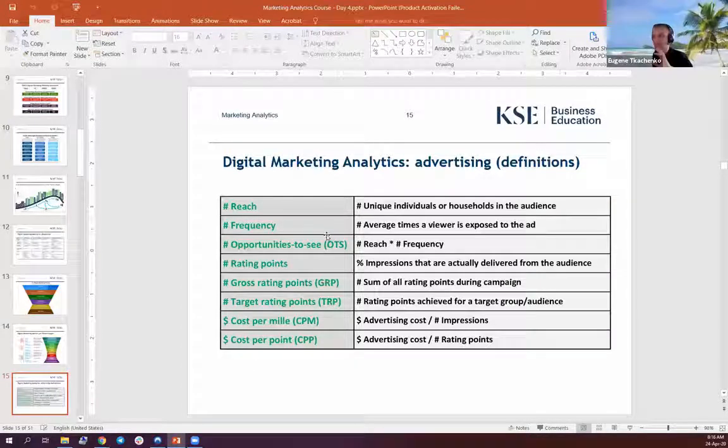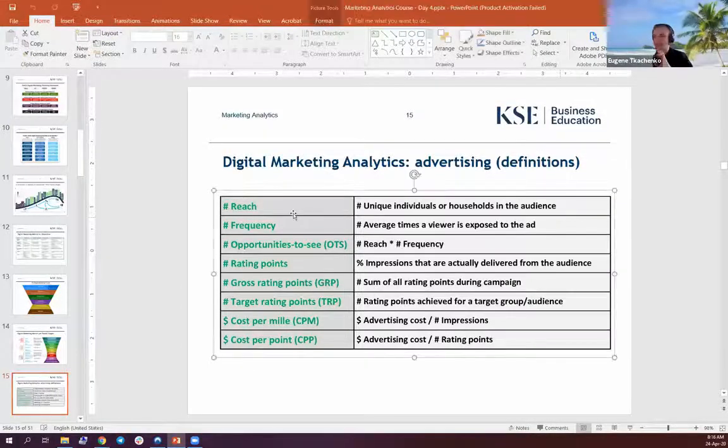So some metrics just to highlight: reach, which would be the number of unique people or households in the audience you are either capable of reaching or you already reached. You may think about reach as something like the total market size of your desired audience, as well as the reach achieved, or the number of people reached by your particular marketing campaign.